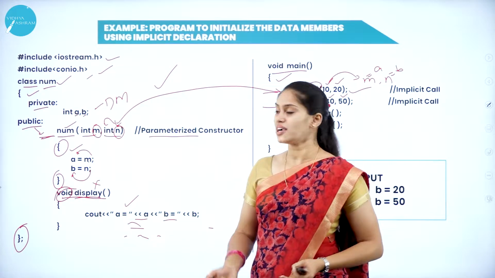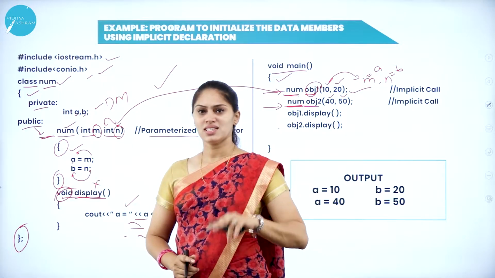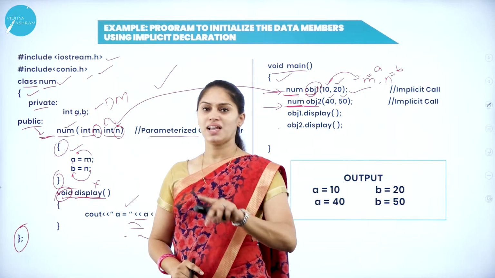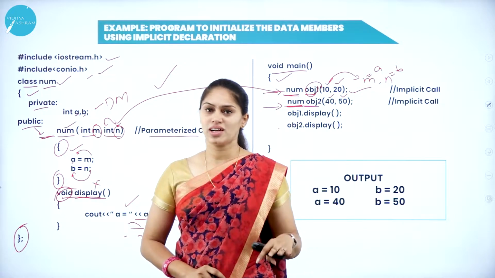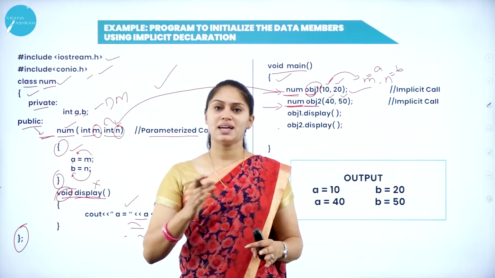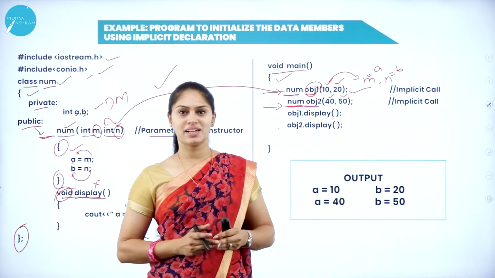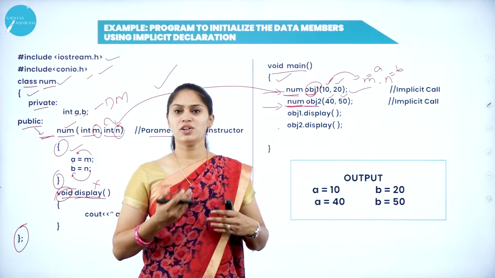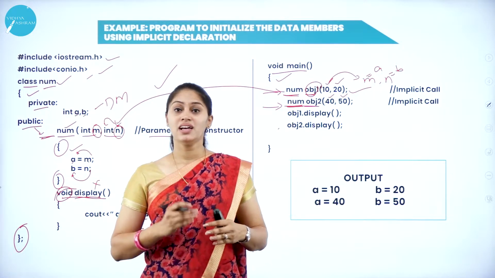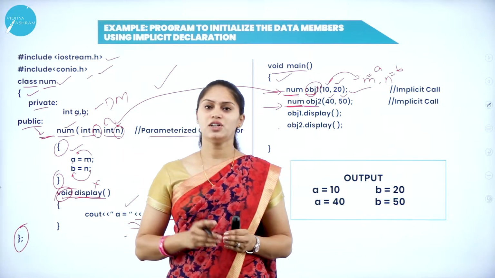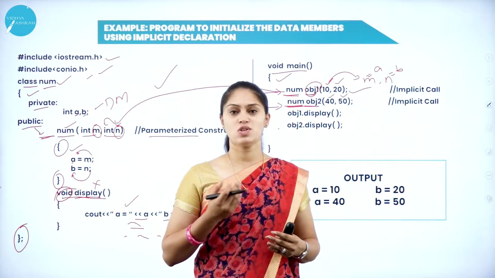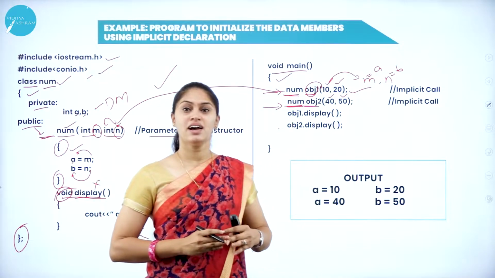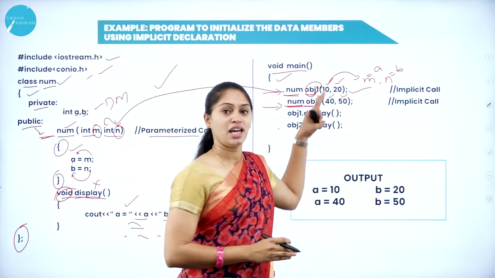That is nothing but A and B, because I am going to assign the content of M to A as well as N to B. So when I am creating this object, at that time constructor will be called automatically. So here I no need to specify anything, that means the tool is going to perform it on its own. I need to send only the arguments. That is regarding implicit call.